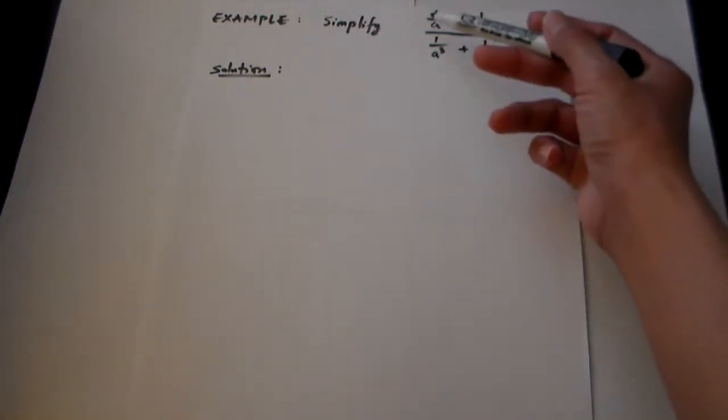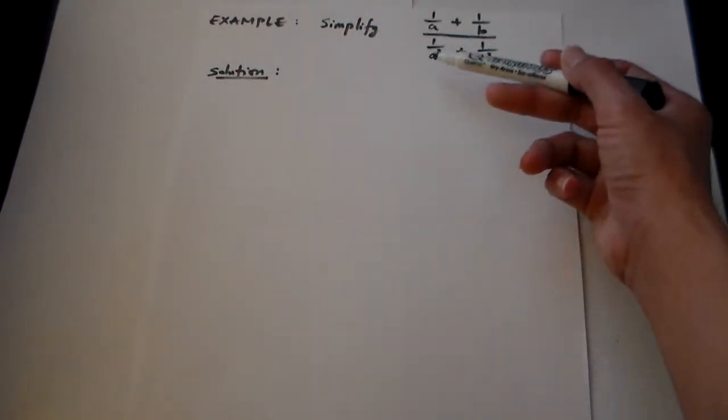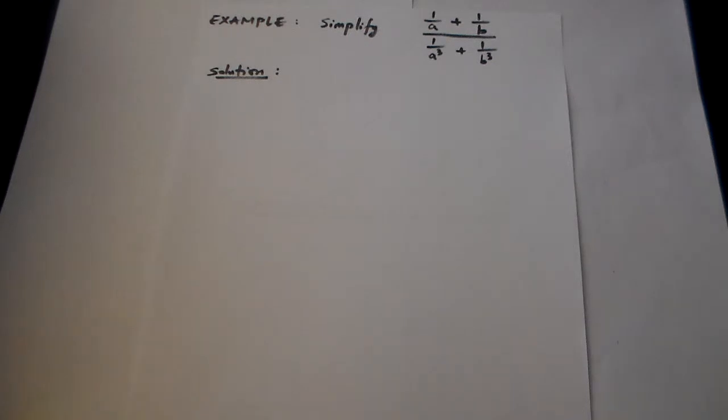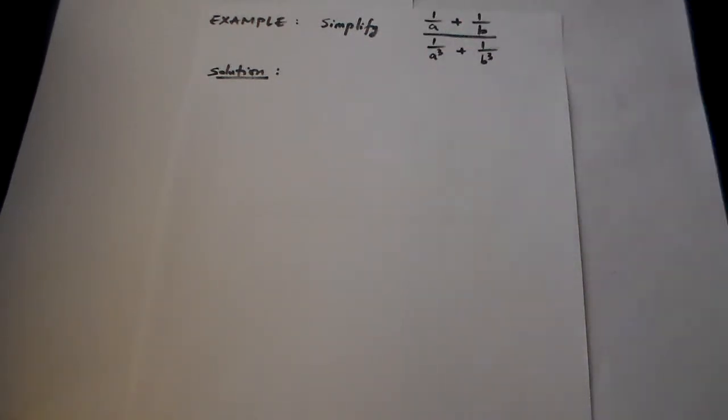Simplify (1 divided by a plus 1 divided by b), divided by (1 divided by a to the third power plus 1 divided by b to the third power). As you see, this is a complex rational expression.